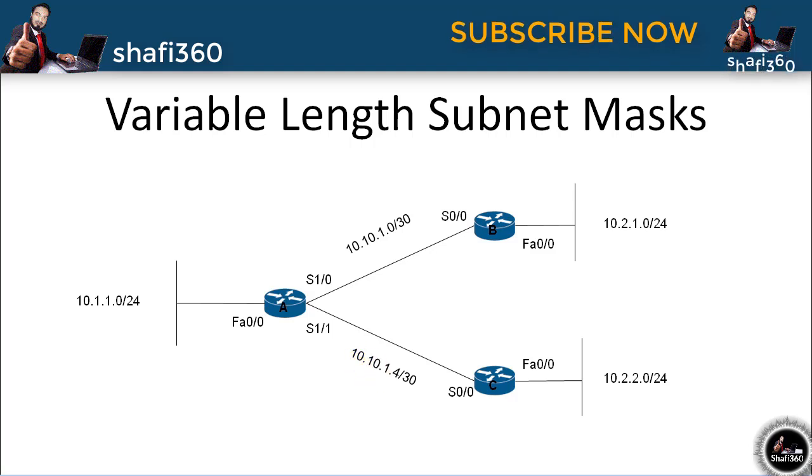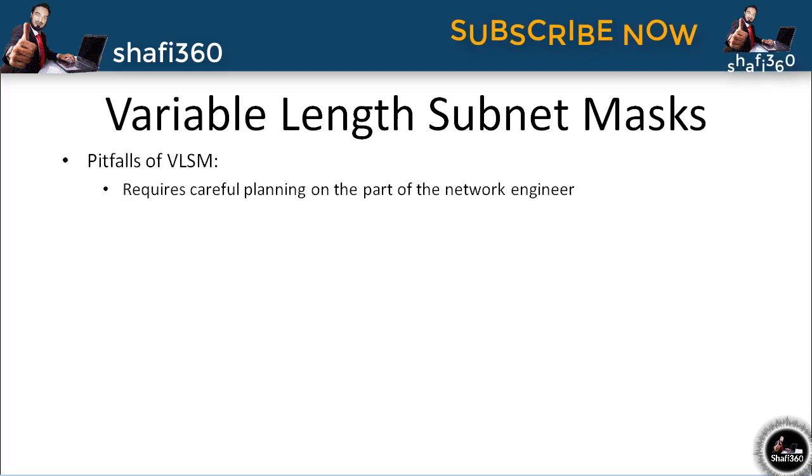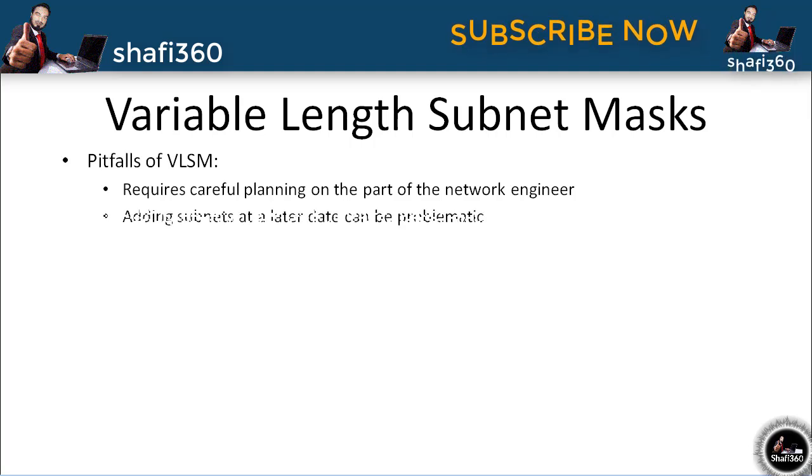Now, with anything that's too good to be true, there are some pitfalls of using VLSM. First off, it obviously requires careful planning on the part of the network engineer. You want to make sure that you use the right size networks in all the locations so you don't have to go in and add multiple small networks to a single location when a single larger network would have worked just as well. If you're using VLSM, adding subnets at a later date can be kind of problematic if you've already used the next network in line for that location someplace else, and that really gets into route summarization, which we'll talk about elsewhere in the course.